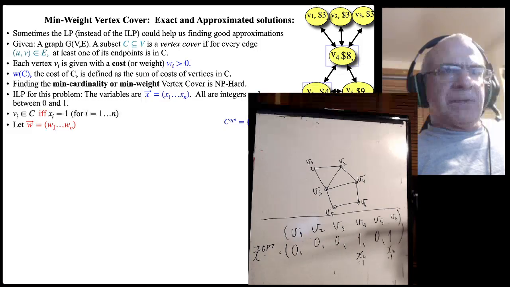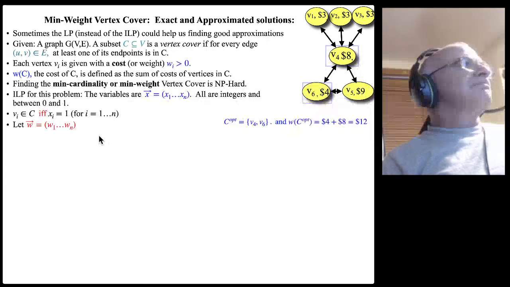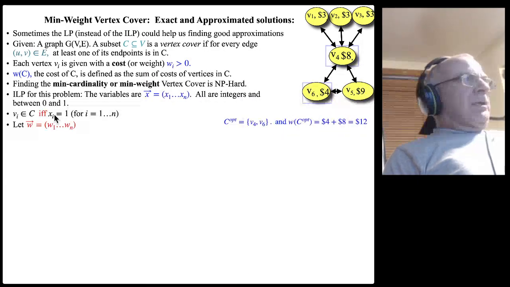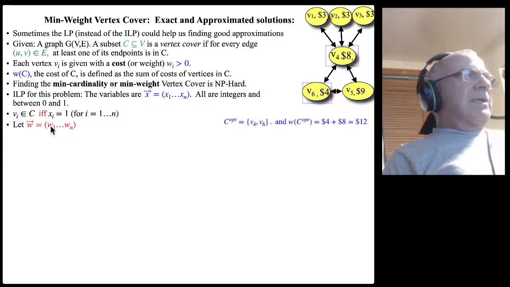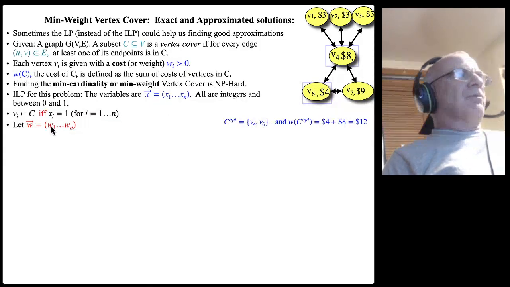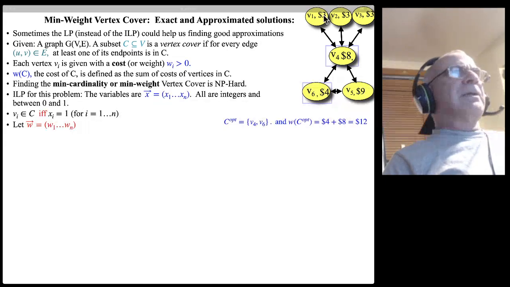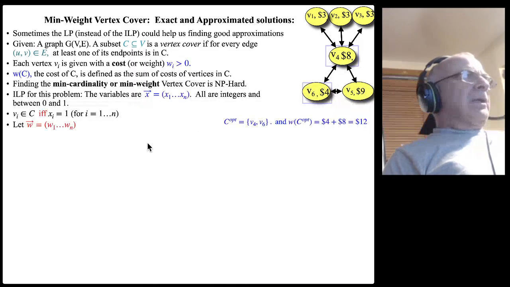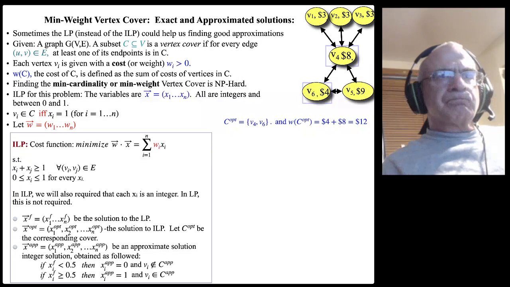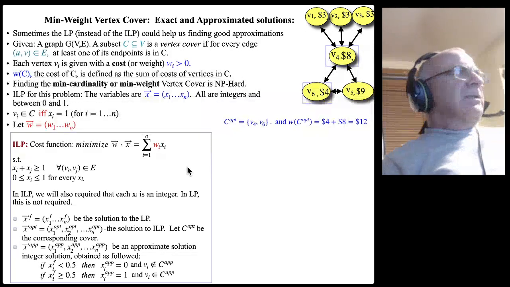And let w vector, again, a list of numbers, be just the list of the cost or weights of each one of the vertices: $3, $3, $3, 8, 9, and 4. And let's see the ILP.